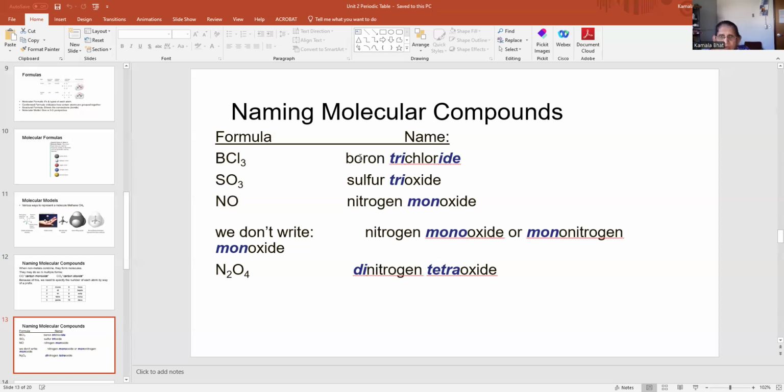Now, NO, we write it as nitrogen monoxide. See the spelling, monoxide. And we don't write mono nitrogen. So check the spelling. And then for N2O4, because now we know that nitrogen is a nonmetal and oxygen is a nonmetal, we have to write the number of atoms of both the nonmetals that are there. So we say dinitrogen tetroxide.